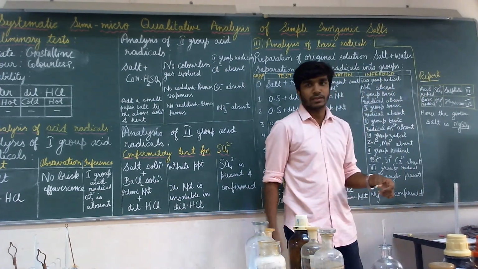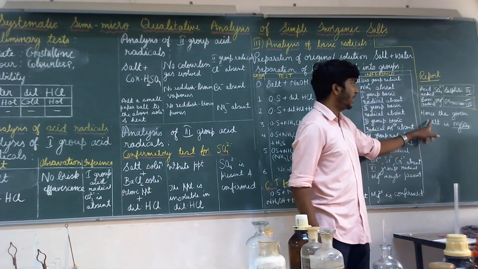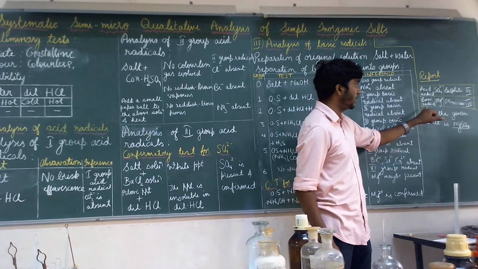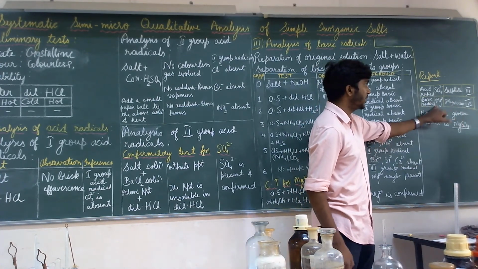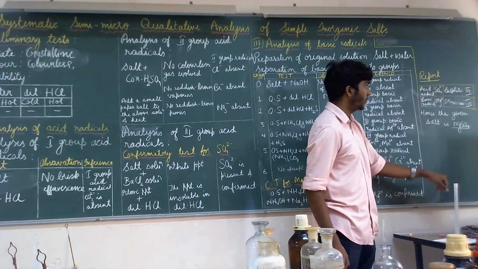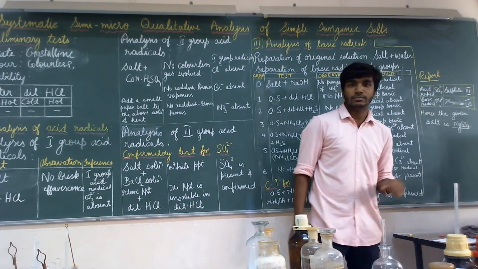Sixth group, magnesium is sixth group basic radical, and just combine these two and write the name of the salt. First you have to write the basic radical and then move on to the acid radical, and hence the given salt is magnesium sulfate.